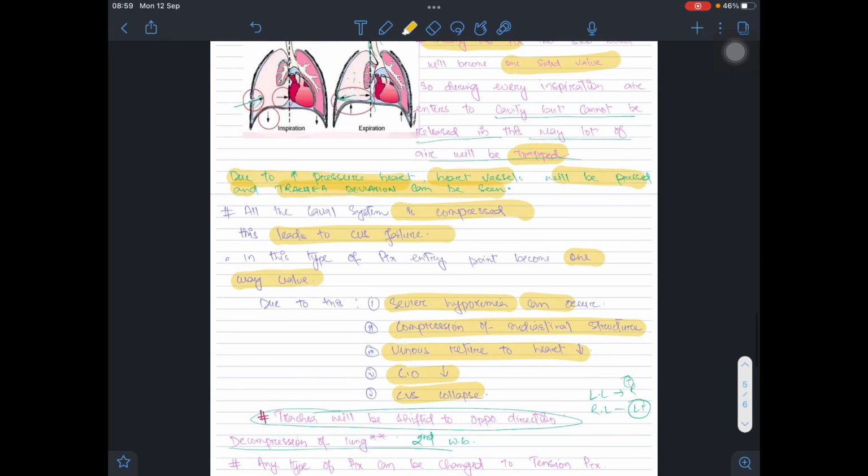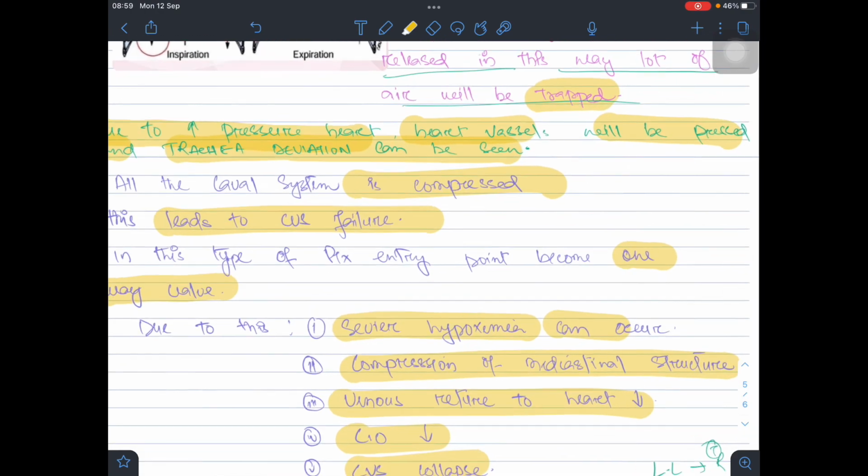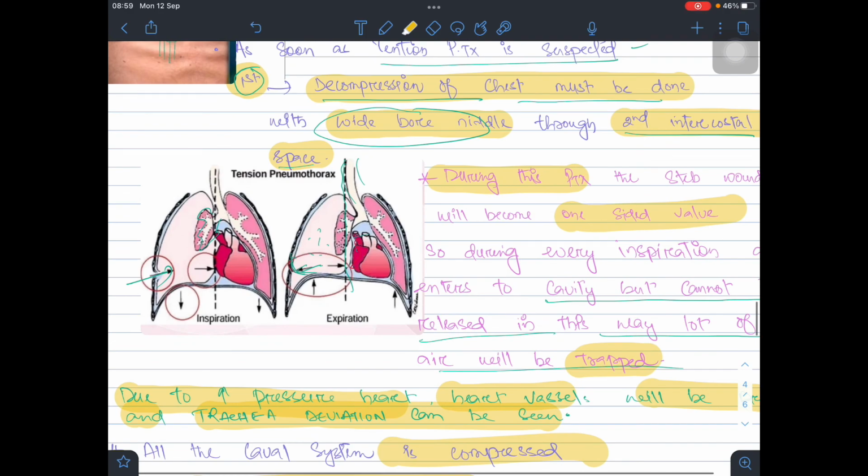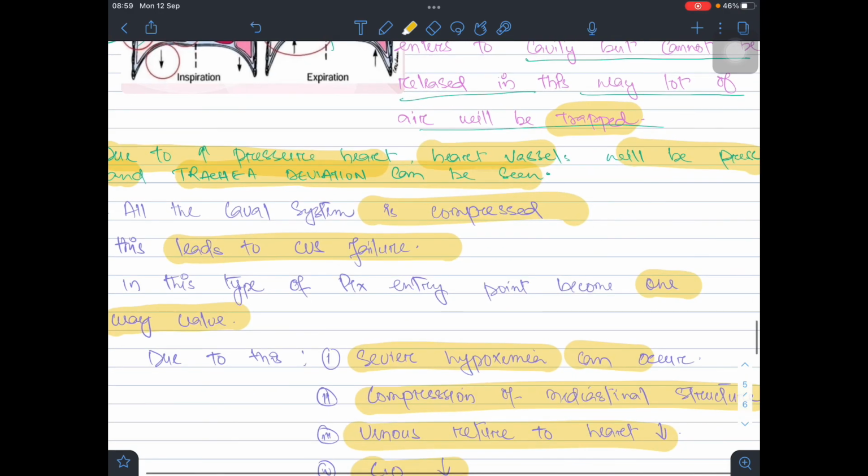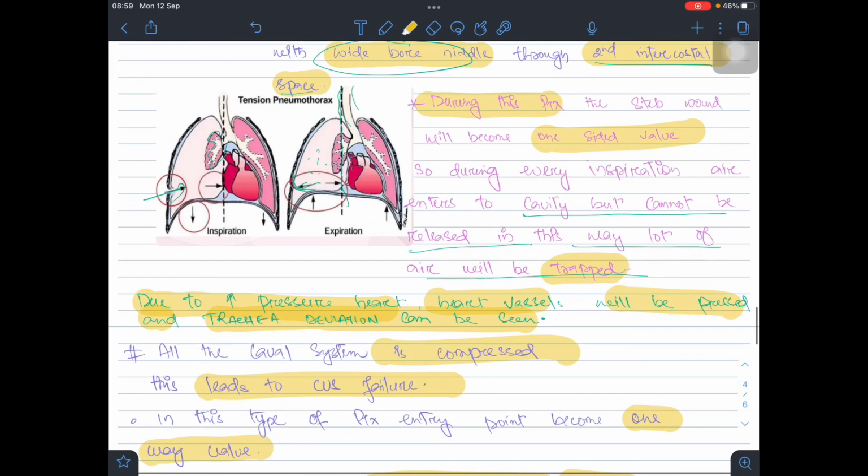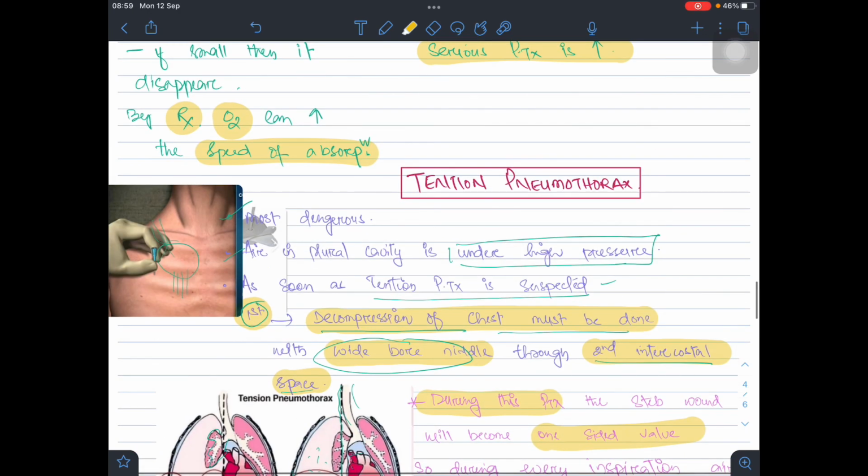Decompression of the lung is the most important step in a tension pneumothorax patient, and that is the life-saving step, with a wide bore needle through the second intercostal space. This can be asked in exams because it is the most important step in tension pneumothorax.